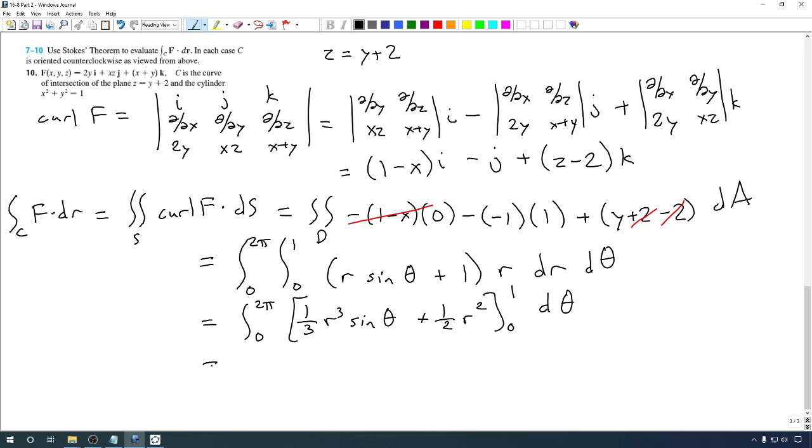When we plug in 1, we have just a 1/3 sine theta. And here we have a plus 1/2. And of course, when we plug in 0, everything becomes 0.